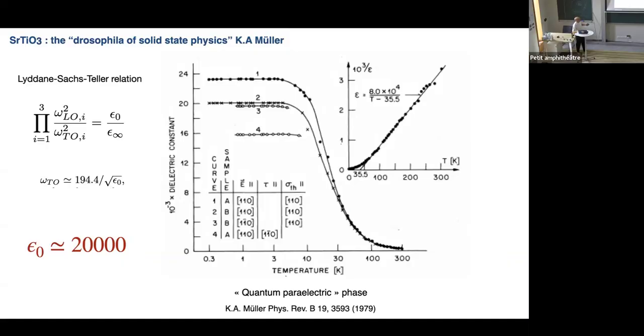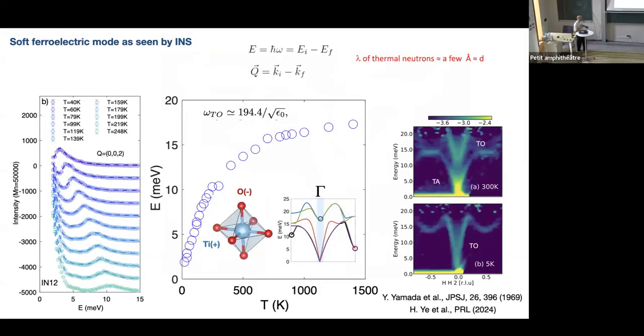Another way to probe this extremely large dielectric constant is to measure directly the soft mode associated with this structural transition. You can do that using infrared measurements because this mode is polar. This is, for example, what van der Marel studied. But you can also do that using inelastic neutron scattering measurements.